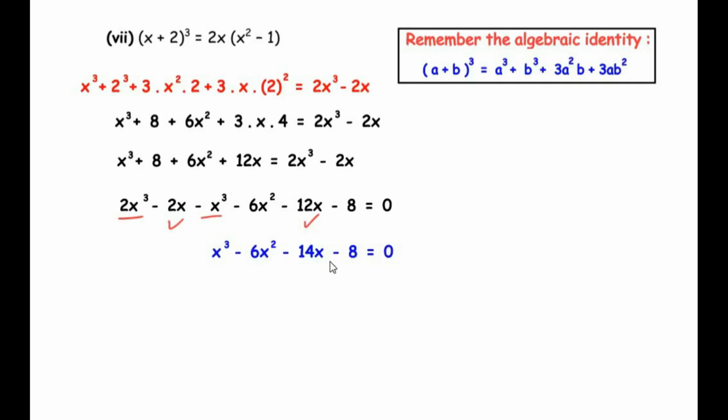Now here we cannot further simplify the equation, and we can see that the highest power of x is 3. So this is not a quadratic equation, this is a cubic equation. So here we are going to write, no, the equation is not quadratic equation.